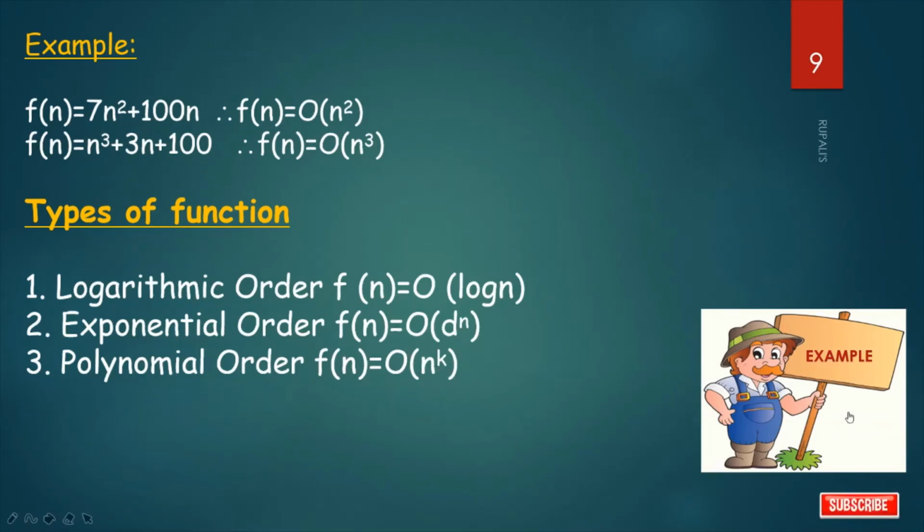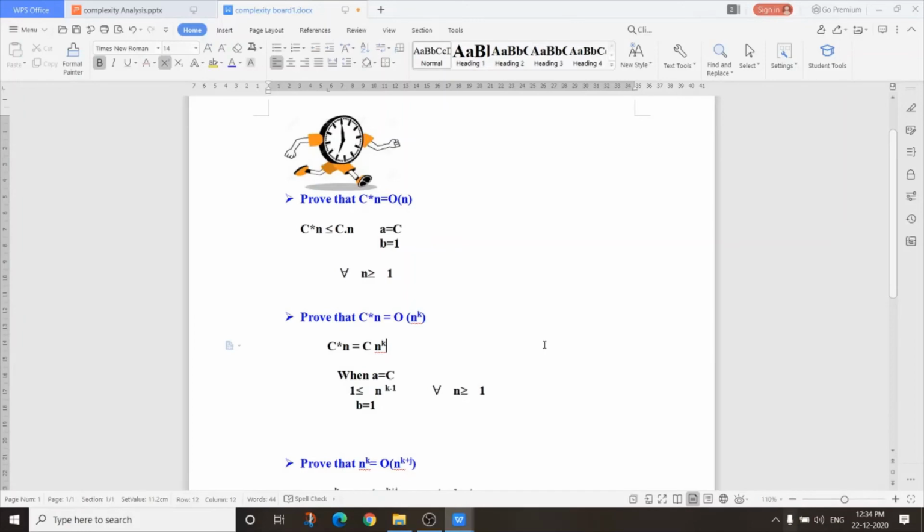Now see more examples. Our first example is prove that c into n equals order of n. From the definition of the order, we can say that c into n is less than or equal to a into n. Now in place of a, if I write c, then c into n is less than or equal to c into n for all n greater than or equal to 1. So if the value of a equals c and b equals 1, these conditions are satisfied.